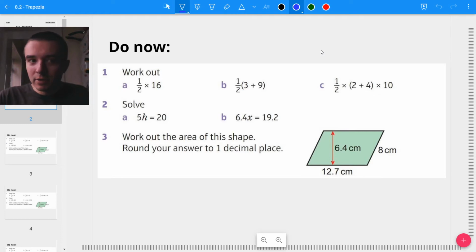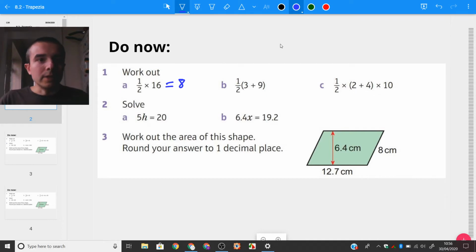Pause the video now. So work out a half times 16, to find a fraction. We are finding a fraction of an amount essentially. So we are dividing the amount, the number, by the denominator and multiplying by the numerator, which is 1. So 16 divided by 2, that's 8. So you can think in terms of finding a half of a number there.